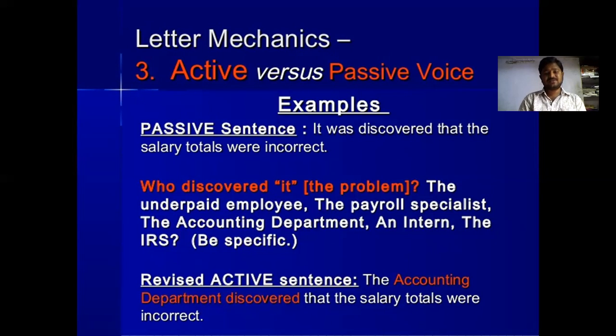Who discovered it? The problem. It could be the underpaid employee, the payroll specialist, the specialist in the accounting department, or an intern. Try to say it specifically by revising it into an active sentence: "The accounting department discovered that the salary totals were incorrect." That means don't try to blame anyone, but revise the sentence so that the accounting department discovered that the totals were incorrect.